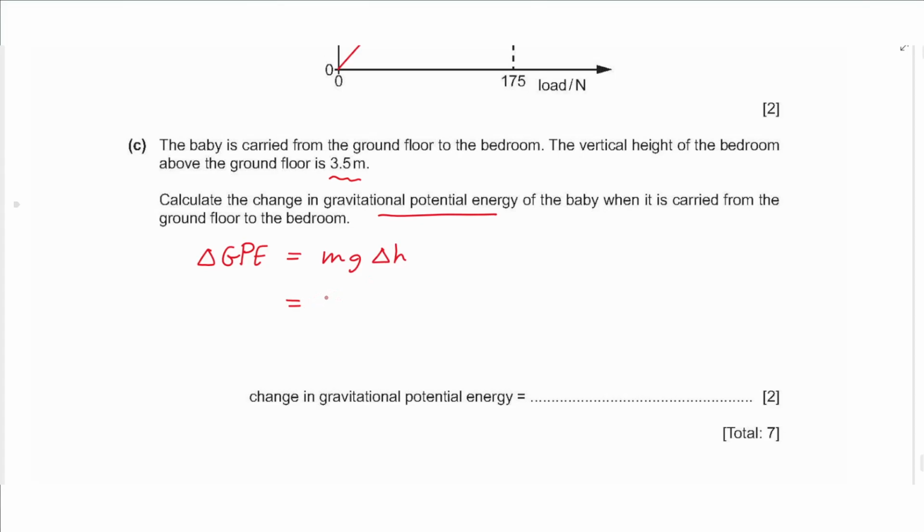So we multiply the mass of the baby, which was 8 kilograms, multiplied by g, 9.8. Or we use the force we calculated before, times the distance 3.5. That gives us a value of 274.4. So we can approximate that to 270 joules, since all the numbers we used are to two significant figures. So we use the same number of significant figures in the answer.